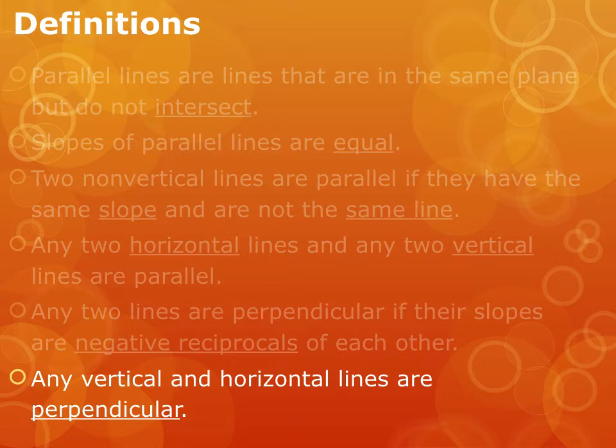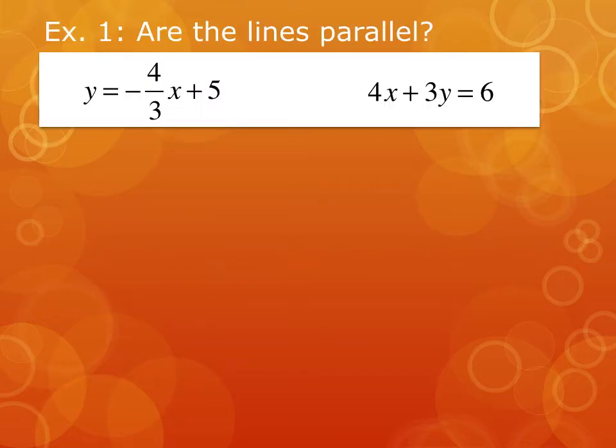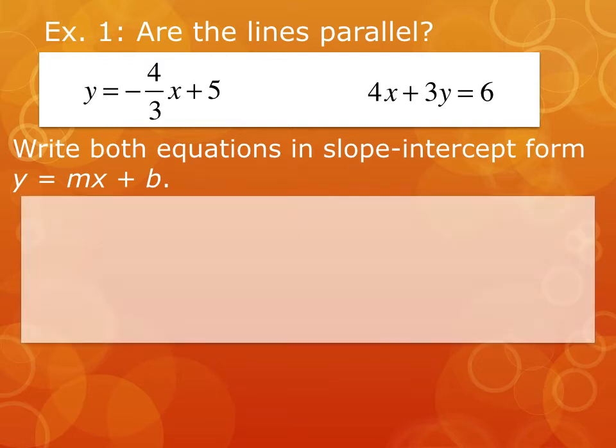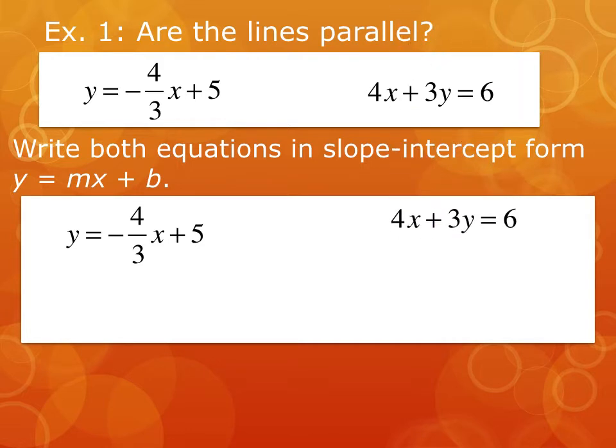So example number 1, we're given the equation form of two lines and we're asked to determine are the lines parallel. So our strategy will be to write both equations in slope-intercept form, since we're focusing on algebraic models in this video. You'll notice the first equation is already in slope-intercept form, where the slope is -4/3 and the y-intercept is 5. The second equation has to be fixed up so that it is in y equals mx plus b form.